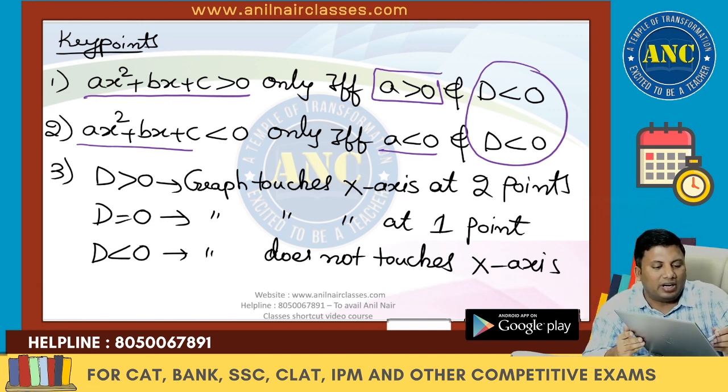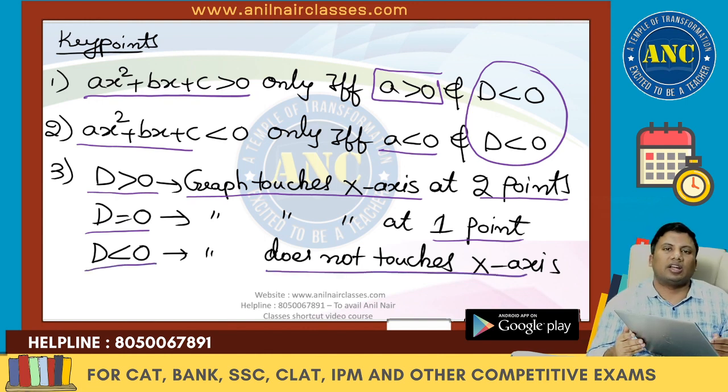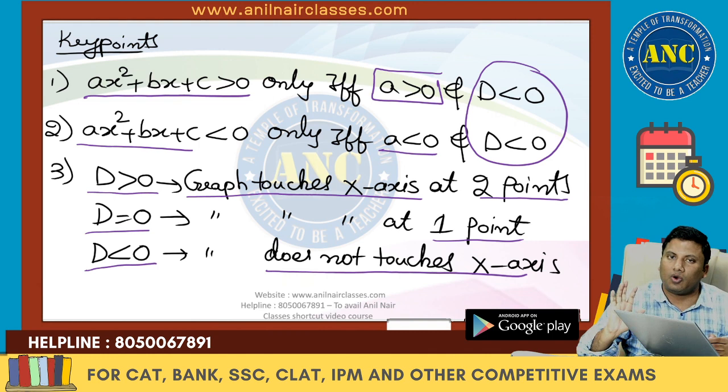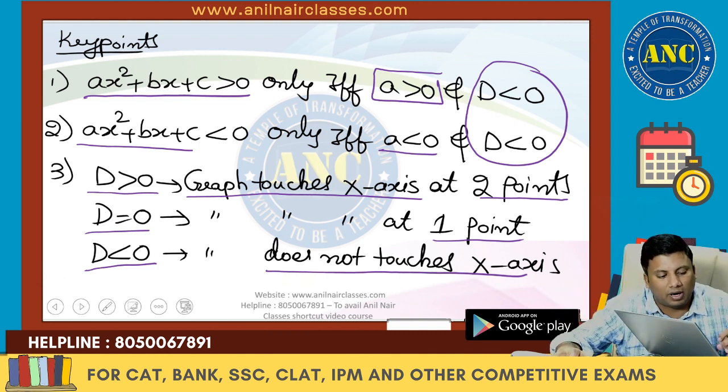If discriminant is greater than 0, the graph touches the axis at 2 points. D equivalent to 0, at 1 point. D less than 0, it does not touch the axis. I hope this is clear. With these key points, we will solve as many problems as possible.